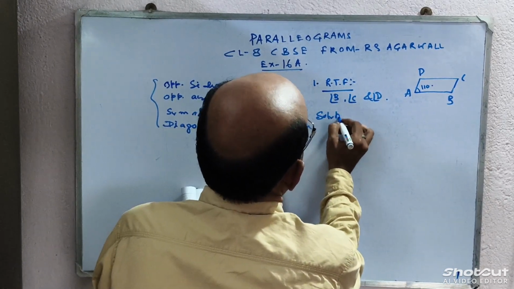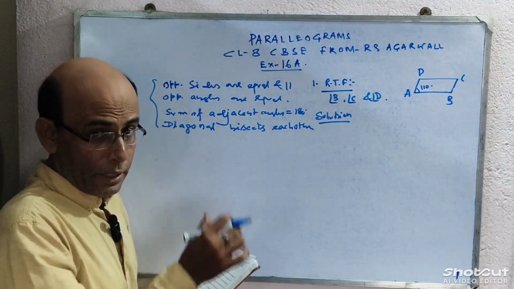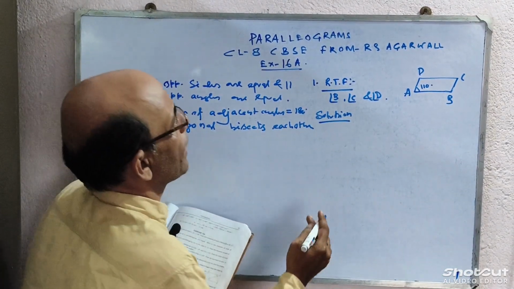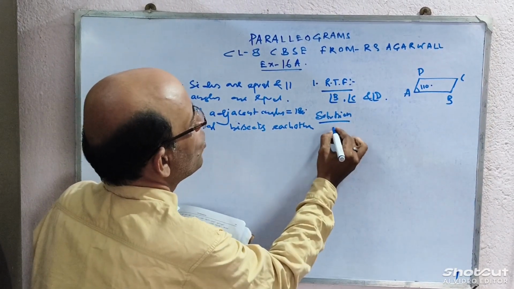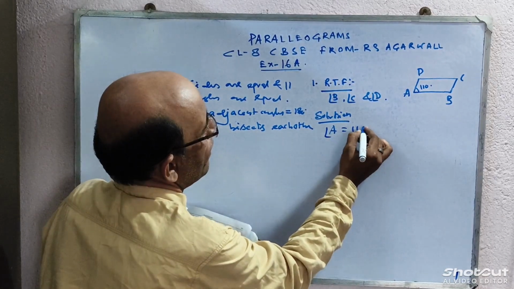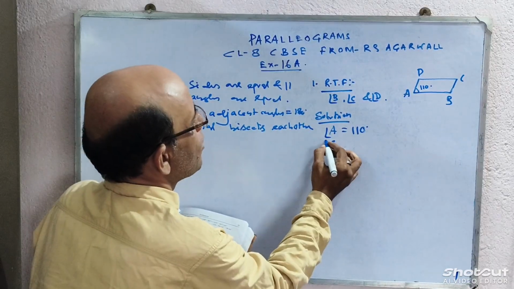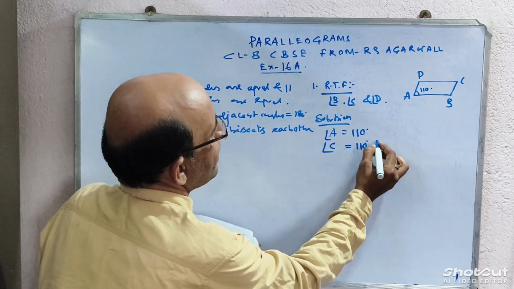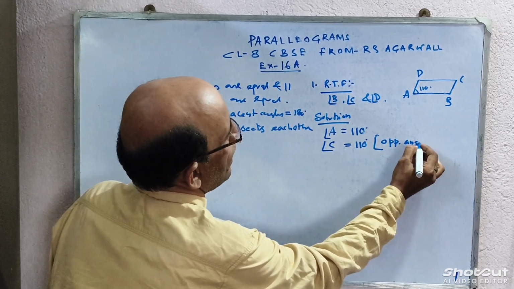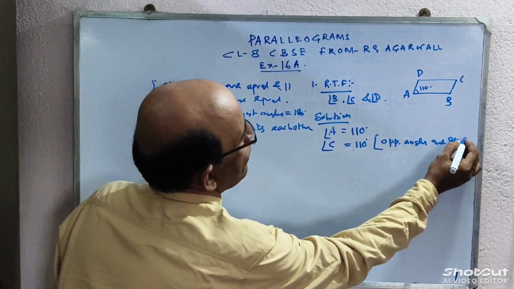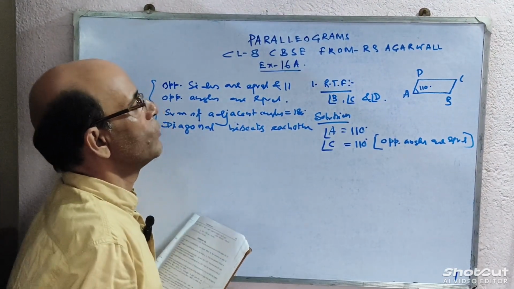Solution. In geometry, to solve a problem, you have to write the statement as well as the reason in brackets. First of all, given: angle A is equal to 110. What is the measure of angle C? Angle C is also equal to 110. Reason: opposite angles are equal. This is the reason. If you do not write this reason, then you will not get the full marks.